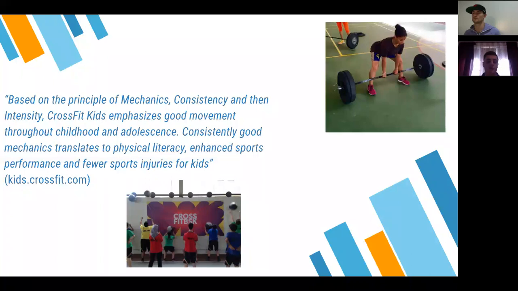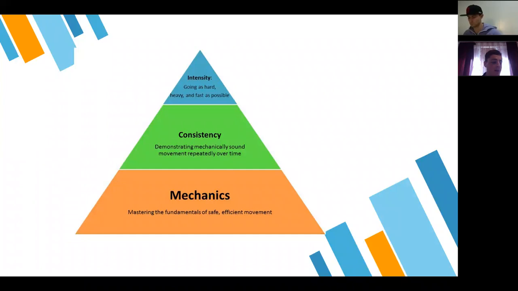This quote here, taken from the CrossFit Kids website, hopefully summarizes what it aims to do. Based on the principle of mechanics, consistency, and then intensity, CrossFit Kids emphasizes good movement through childhood and adolescence. Consistently good mechanics translates to physical literacy, enhanced sports performance, and fewer injuries for kids. Just in order to emphasize this further, we've got this graphic here, and it's obviously in the shape of a pyramid. And again, it's just based upon the principles of CrossFit.